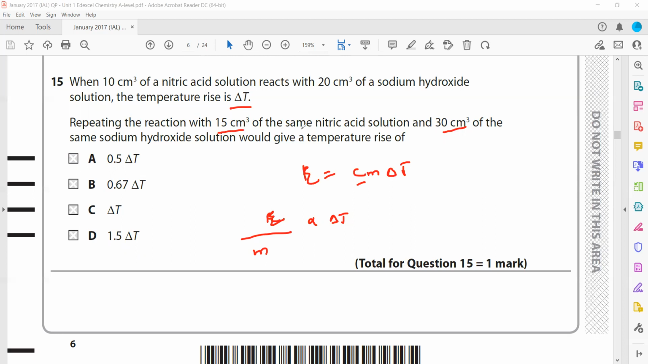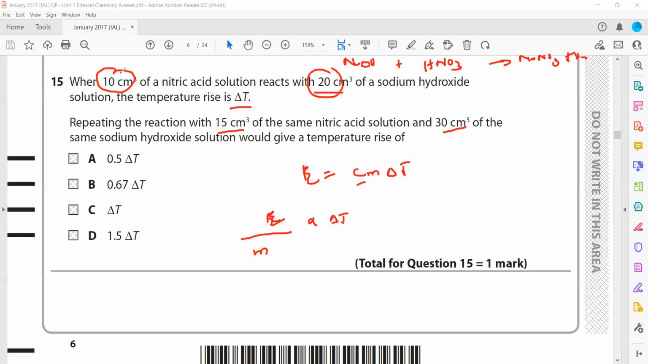First it was 10 cm cube, because the limiting reagent is nitric acid. When you write the equation between nitric acid HNO3 and sodium hydroxide, the ratio between them is 1:1. It will produce sodium nitrate plus water. So 10 cm cube and 20 cm cube. So what is the limiting reagent? The limiting reagent is nitric acid. So the energy given off depends on the nitric acid.